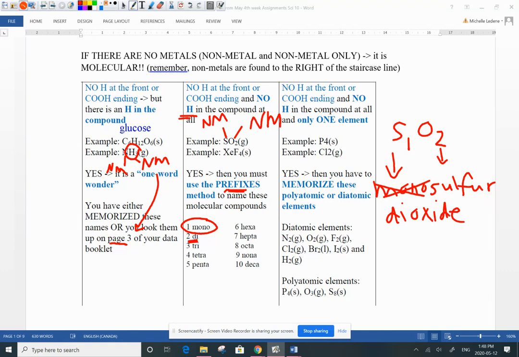And then don't forget there's a couple of these memorized ones to look at, right? Like my polyatomic, well, there's P4 phosphorus. I just call them phosphorus, P4. Cl2, well, that's one of my diatomics. I just name him chlorine. Okay, but it's only one element, right? He's not part of a compound. He's just on his own as an element. Those are the memorized ones.